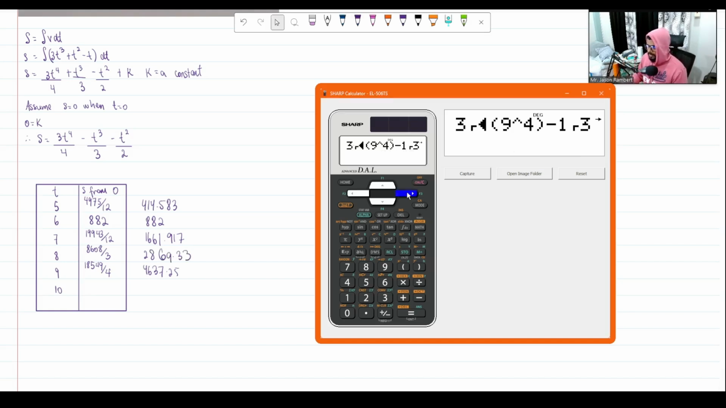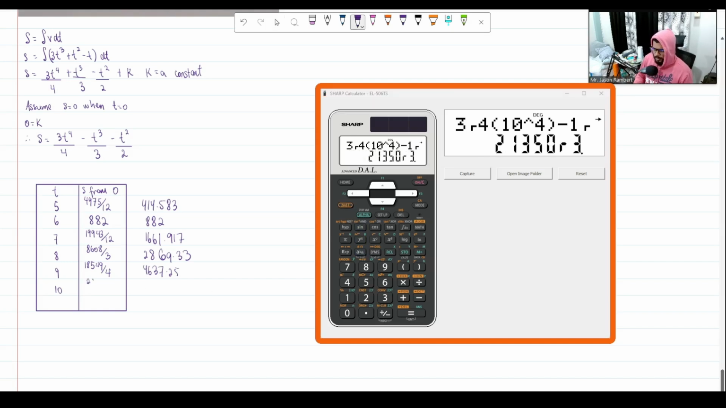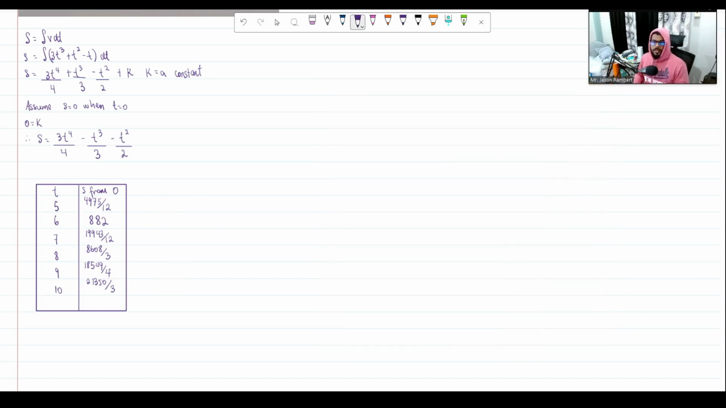And replacing 9 with 10 now. Delete 10. We get 7,000. So we're still moving in a forward direction, right? So I'm going to put 21,350 over 3. So we're still moving in a forward direction. I can rub off the decimal equivalents because I know I'm moving in a forward direction.